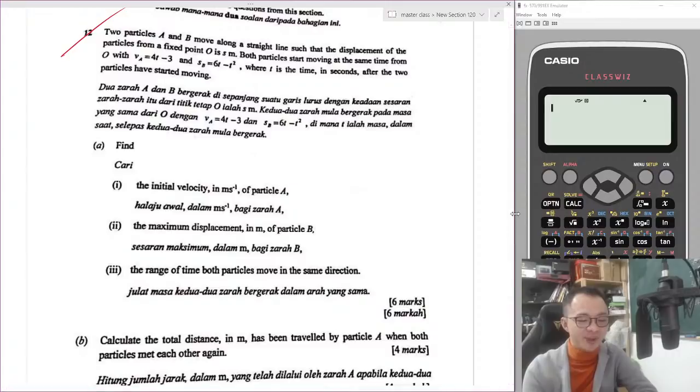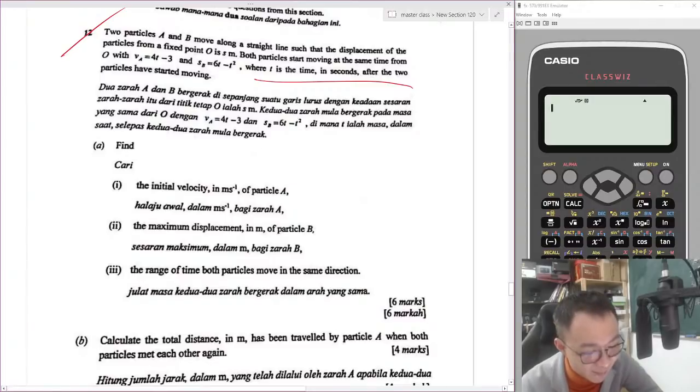So the 2 particles A and B move along the straight line such that its displacement from the fixed point O is s meter, where t is a second after the 2 particles have started moving. A and B along the straight line, displacement from the fixed point. Both particles start moving at the same time from O. Yeah, both of them from O.